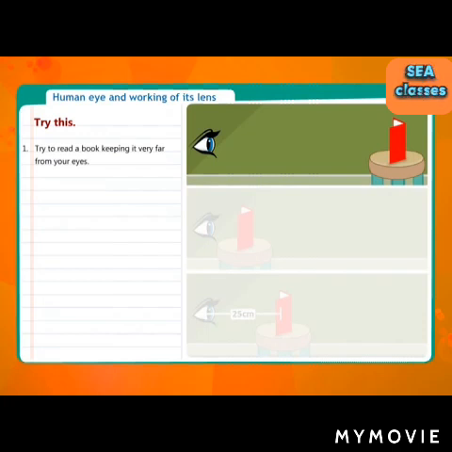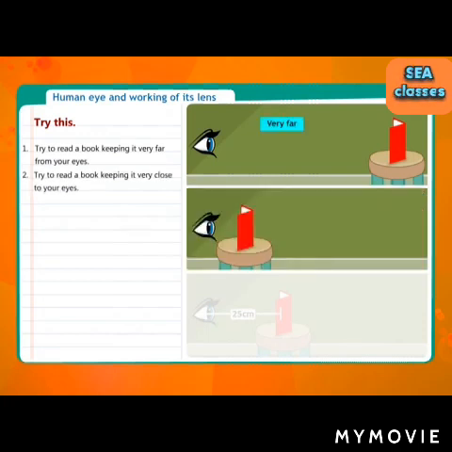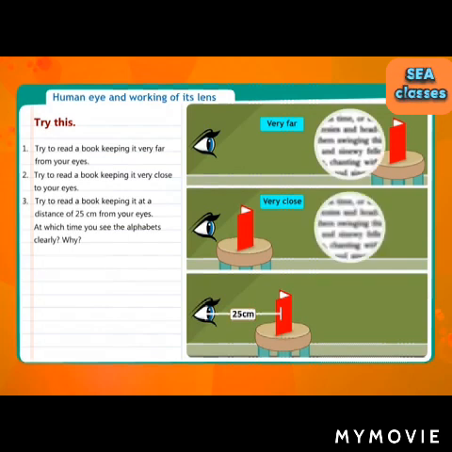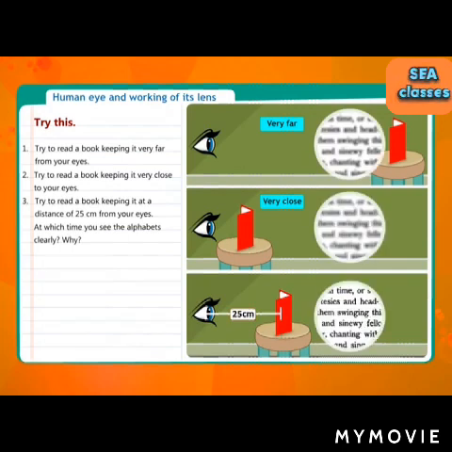Try this. Try to read a book keeping it very far from your eyes. Try to read a book keeping it very close to your eyes. Try to read a book keeping it at a distance of 25 cm from your eyes. At which time do you see the alphabets clearly and why? Answer.